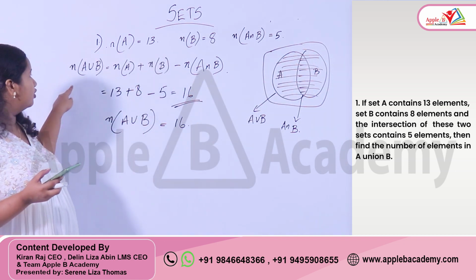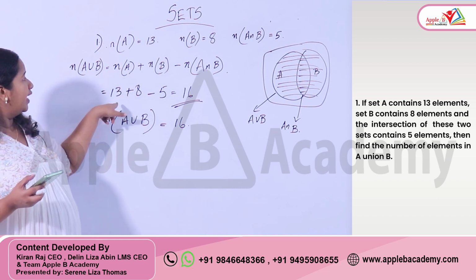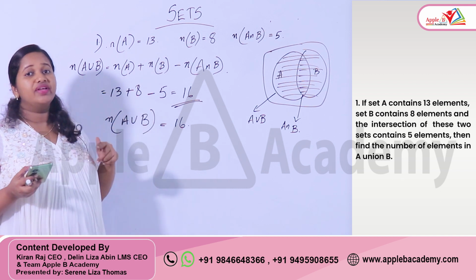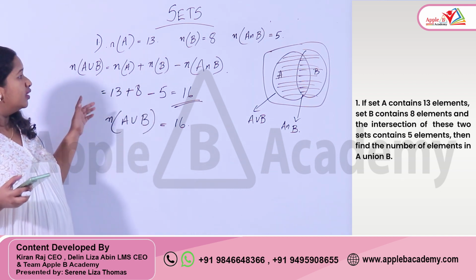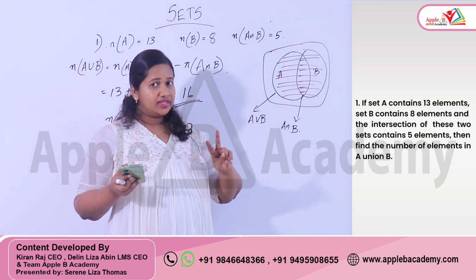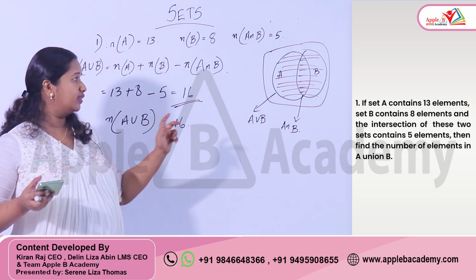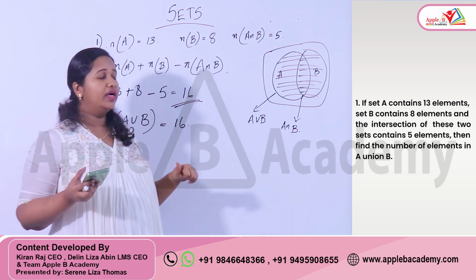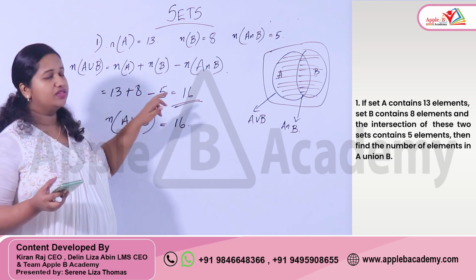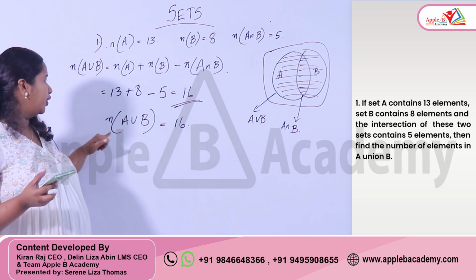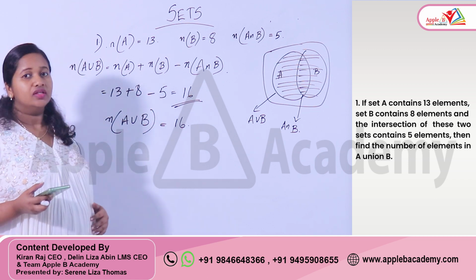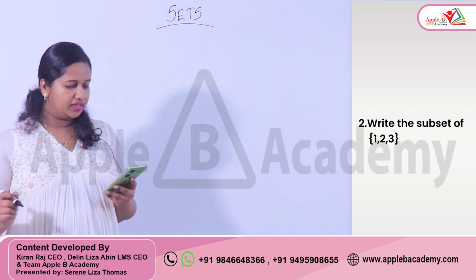Clear? So N of A is 13, N of B is 8, minus N of A intersection B, because when you take A union B, this area is counted twice. So we need to subtract N of A intersection B once from N of A and N of B. So 13 plus 8 minus 5 equals 16. So N of A union B is equal to 16. Okay, that's it. Now the second question.